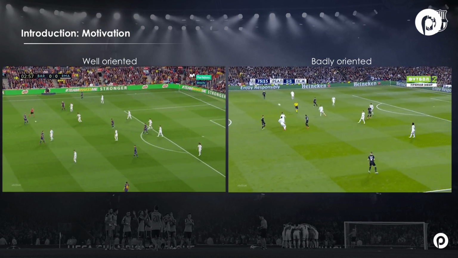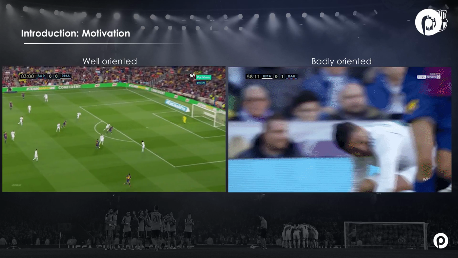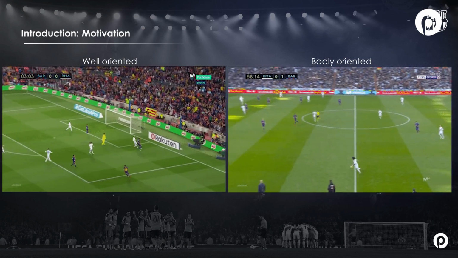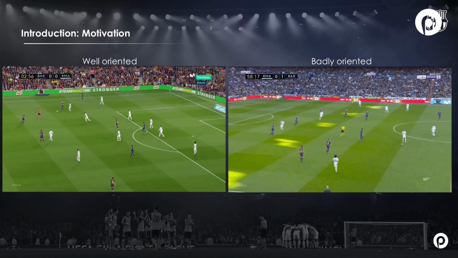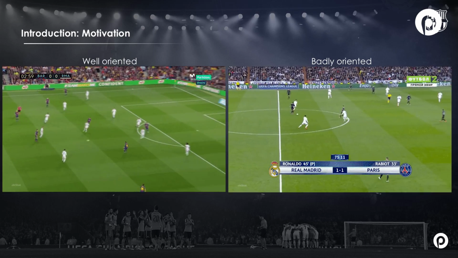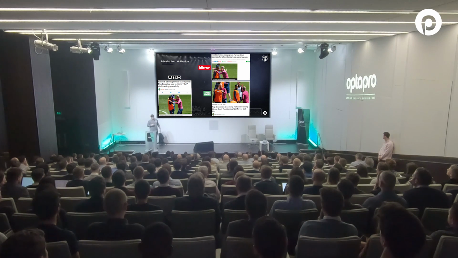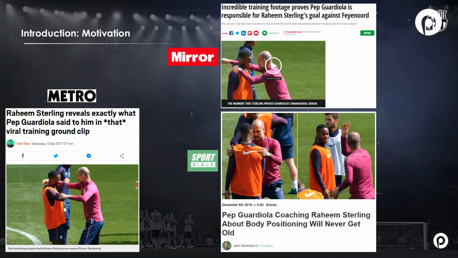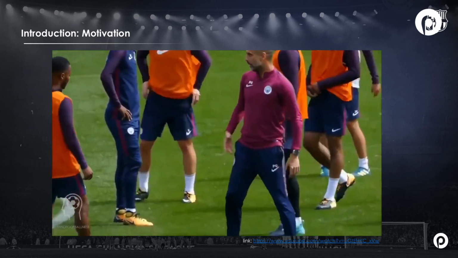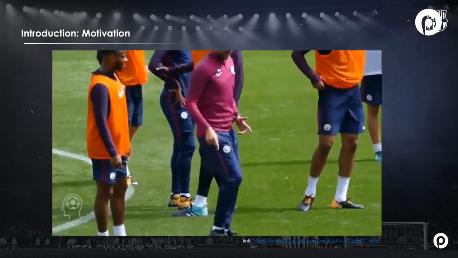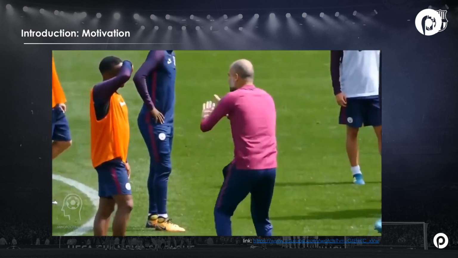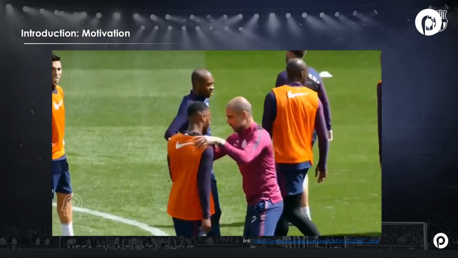For example, on the left side, you can see Messi is well oriented and he can pass the ball. On the right side, with that orientation, the pass must be bad. A couple of years ago, one video was popular that showed Pep Guardiola and Sterling in a training session. In the video, we can see Pep Guardiola explaining something to Sterling, and what he's explaining is body orientation in a match.